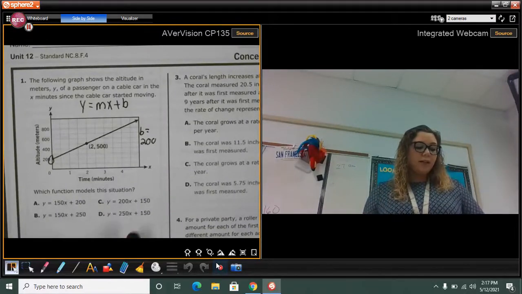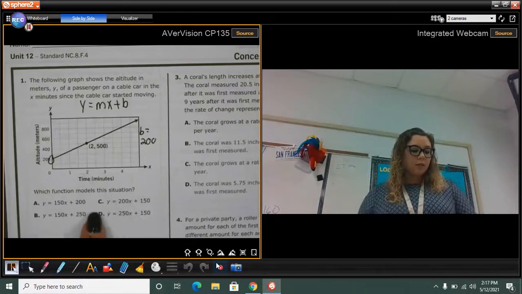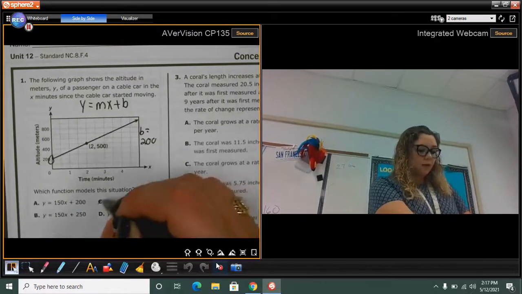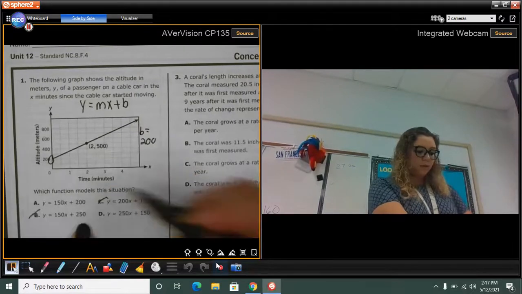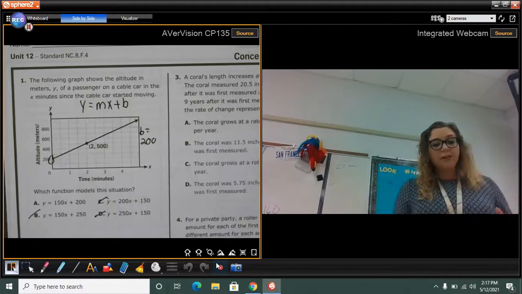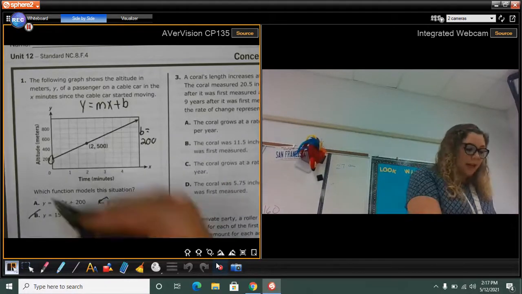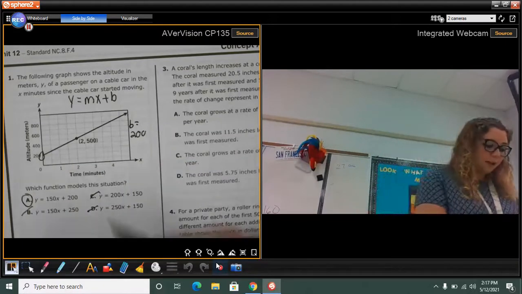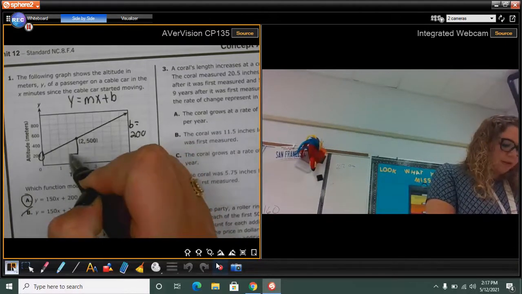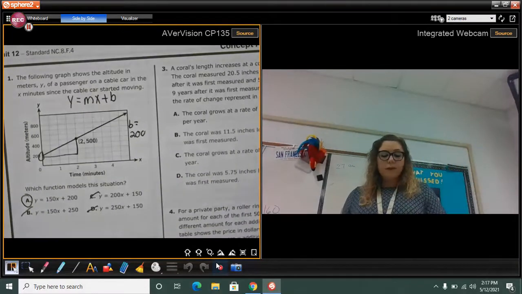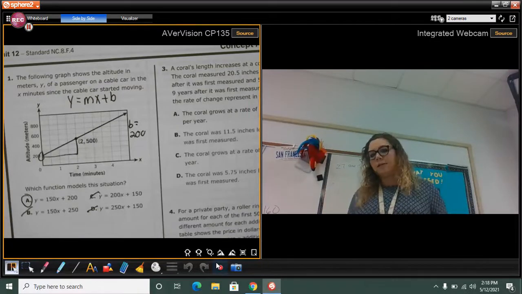So we need to look at our answer choices. Is the y-intercept of this 200? Yes. This one? No. How about this one? Nope. This one? No. So we don't even have to find a slope, because the only option left is A. If there was another one with 200, then we would have to draw a triangle and do rise over run. However, it's a process of elimination. If you're down to one, you know it has to be the answer. Okay?